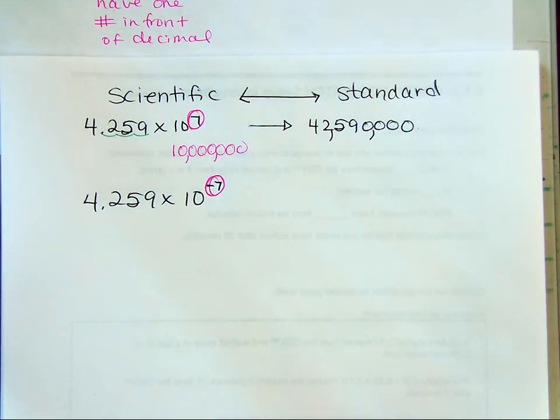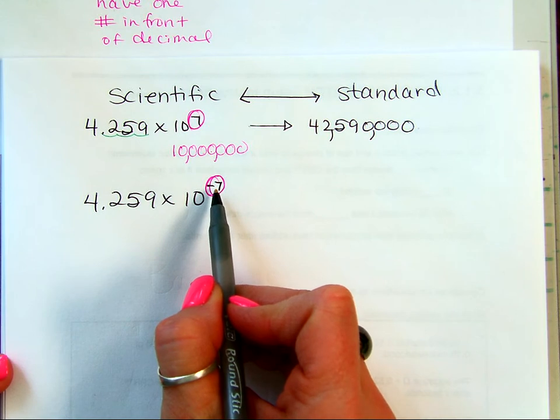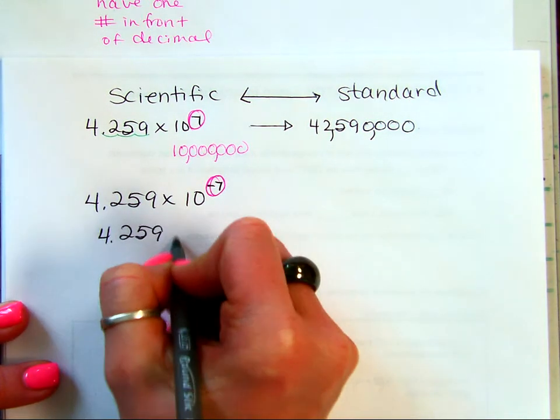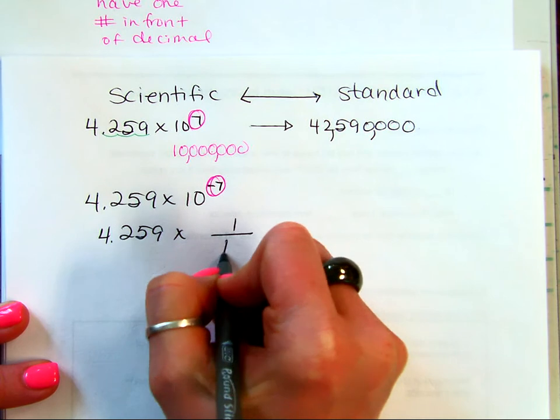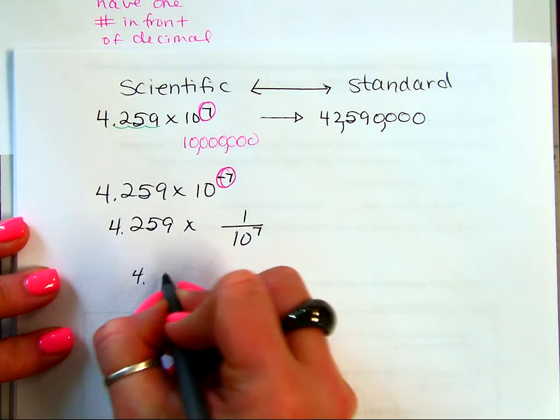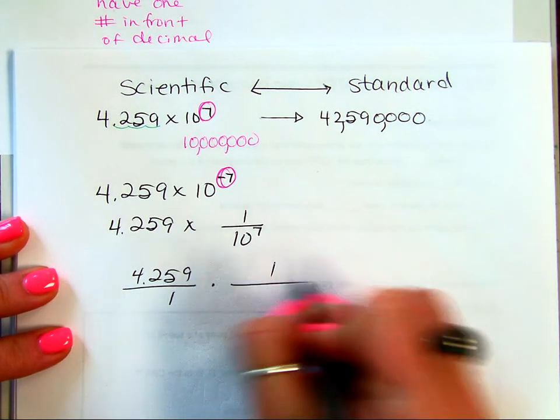So if you were, well, actually, we'll do it the short way first. What this means is I'm going to take this, and because it's negative, this is the same as 4.259 times 1 over 10 to the positive 7th. We just learned that, right? That's why I taught you negative exponents before I taught you this. Because what this really means is 4.259 over 1 times 1 over 10 to the 7th.